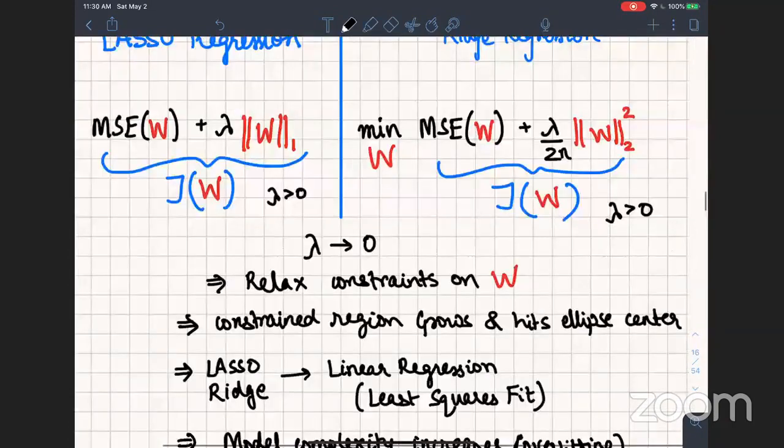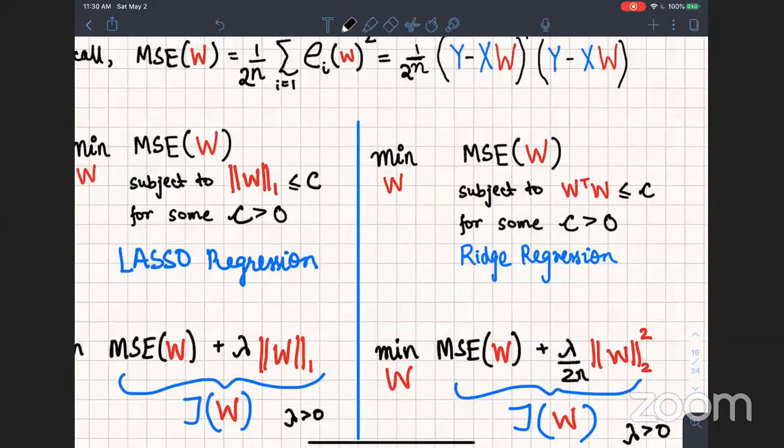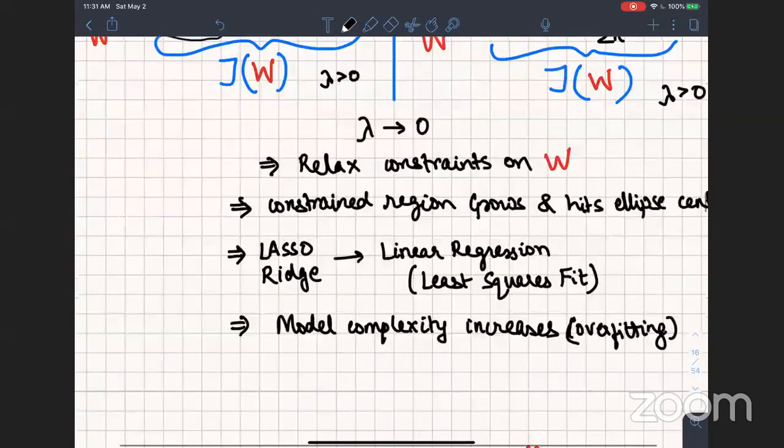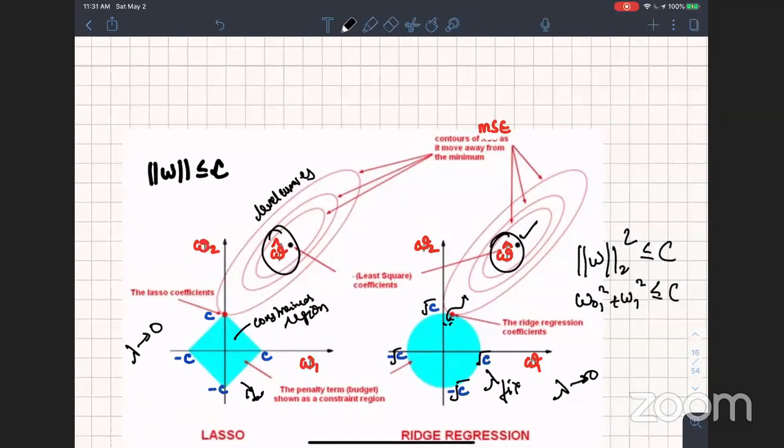Because what that would mean is this part would be tending to zero. So it would be just MSE. So lambda tending to zero means it is going back to original MSE. That can only happen if you allow this size of square or blue circle to grow, so that eventually you would have this one, and at this lambda, your actual W hat, let's say W hat from least square estimate, would be same as W ridge, right?